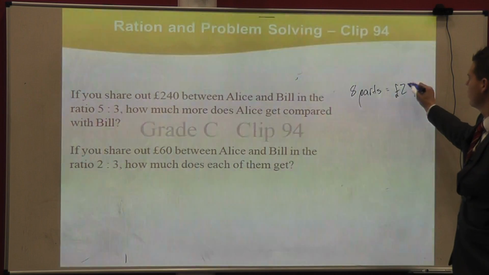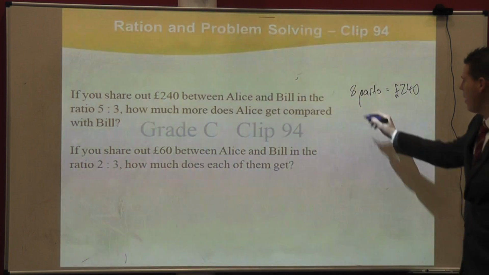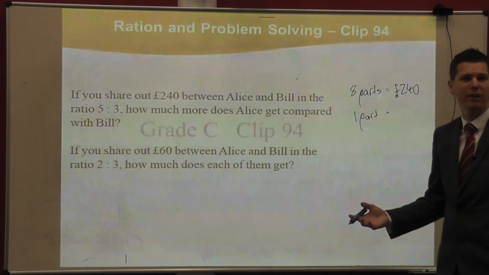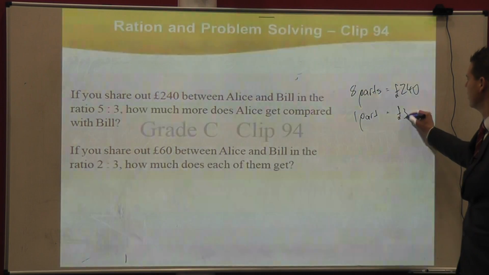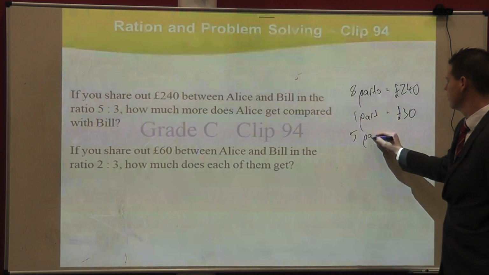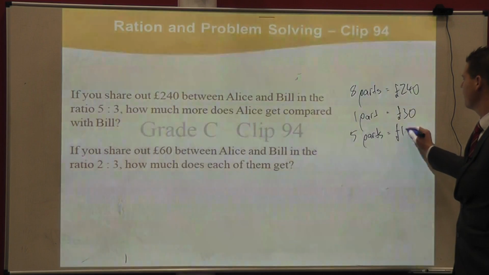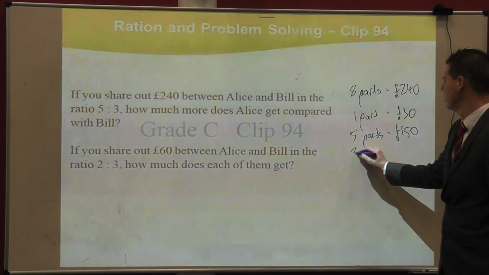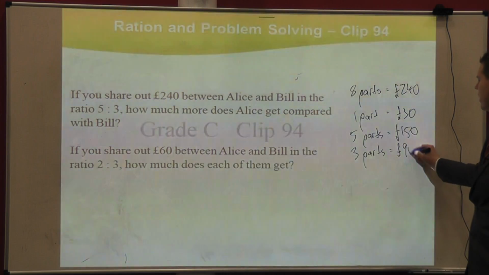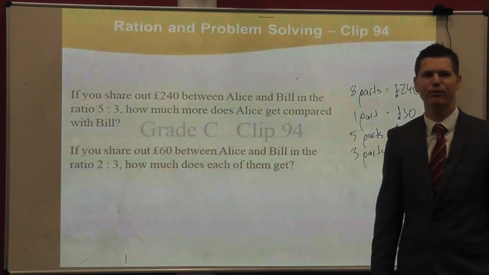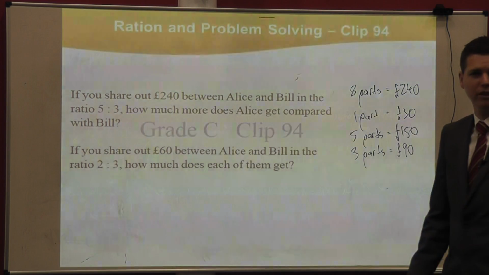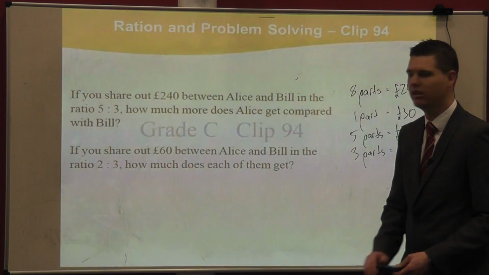is 240 pounds. 1 part will be that 240 pounds broken into 8 equal pieces, 240 divided by 8, which is 30. That means Alice, who gets 5 parts, is 150, and Bill, who gets 3 parts, is 3 times 30, which is 90. There's 60 pounds difference between how much they get. That's your answer. I'm pretty certain that's a pretty straightforward question.